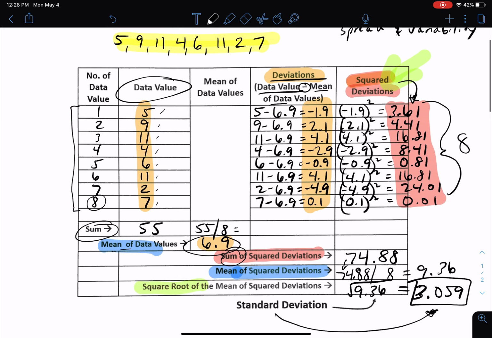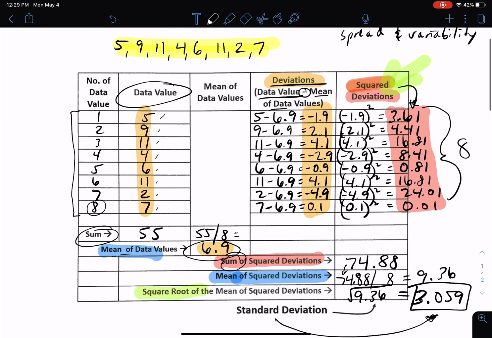So what this means is, and this is what I'm going to ask you on the mastery checkpoints, what does that number mean? What does 3.059 mean? How do I deal with it? Well, that's the spread or the variability of the numbers. Each one of these numbers up here, if I add them all up, I find that the average is about 7. On average, they vary by about 3.